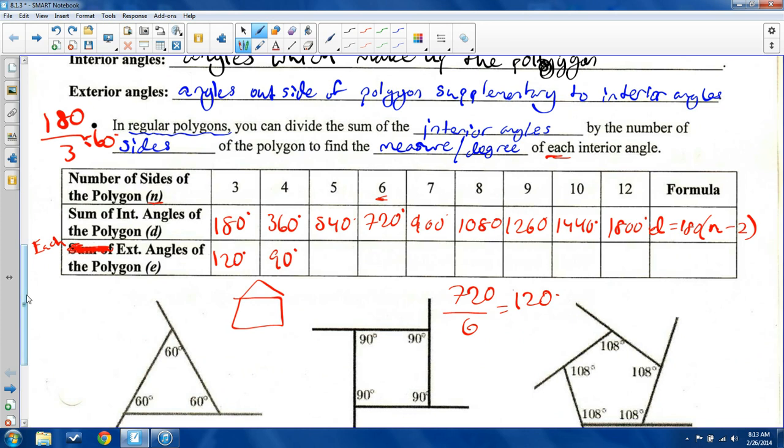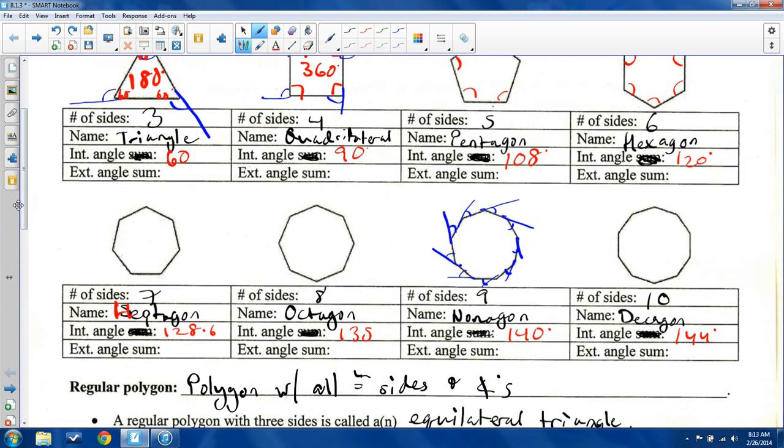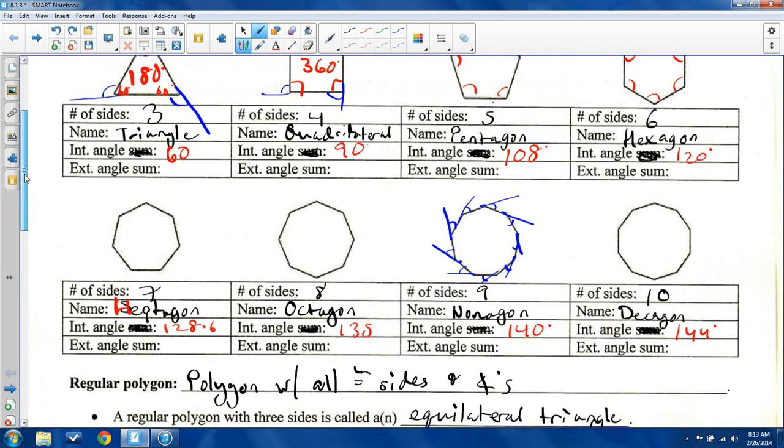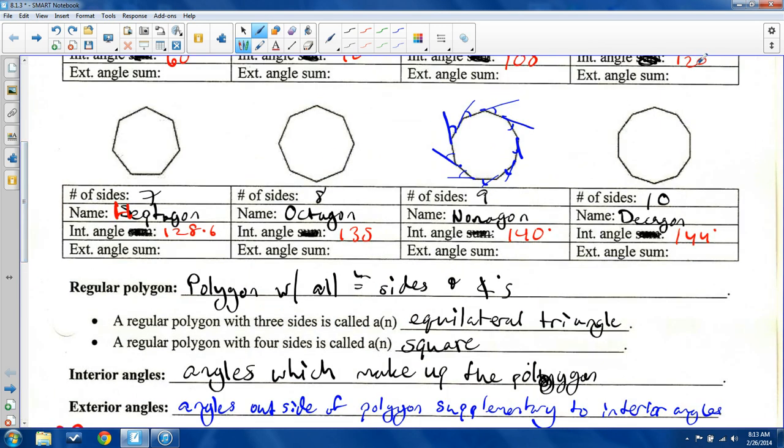Okay. Now you'll notice these go down. I'll do 180 minus 108. So I'm taking 180, subtracting it from these numbers. Does that make sense? Okay, 180 minus 108 is 72. 180 minus 120 is 60.